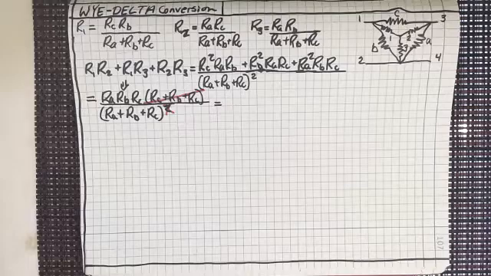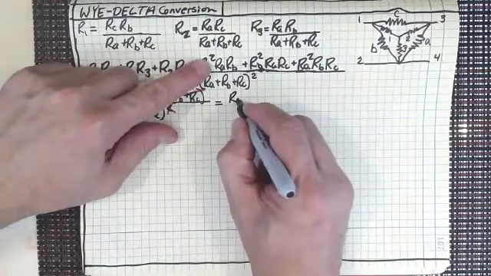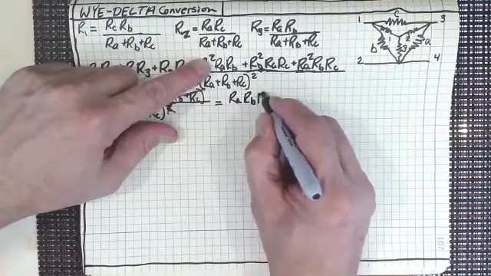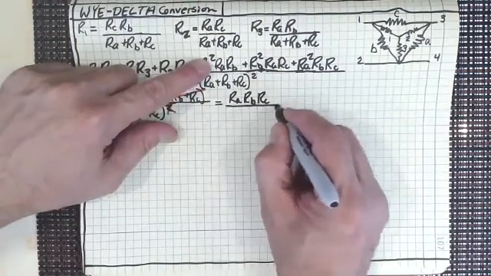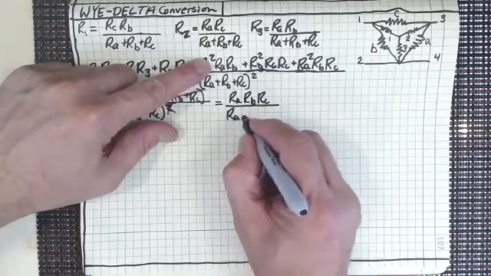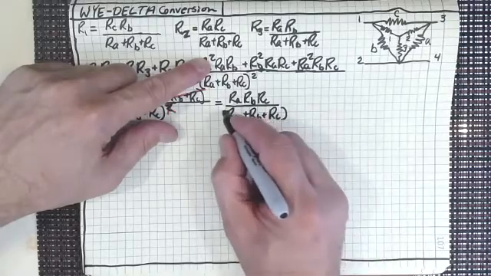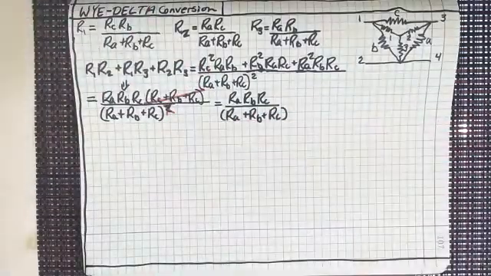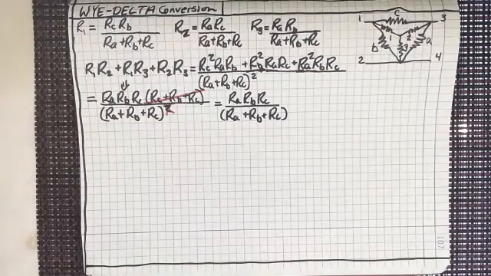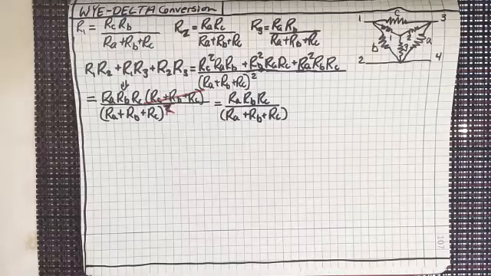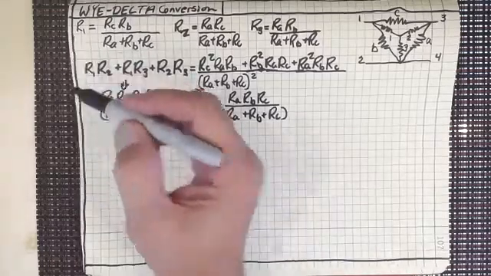And then what I end up getting is the product R sub A, R sub B, R sub C divided by R sub A plus R sub B plus R sub C. See where mathematics comes in so handy? So the product of R sub A, R sub B, R sub C in the numerator, and the sum of R sub A plus R sub B plus R sub C in the denominator. And so that tells us what this equals.